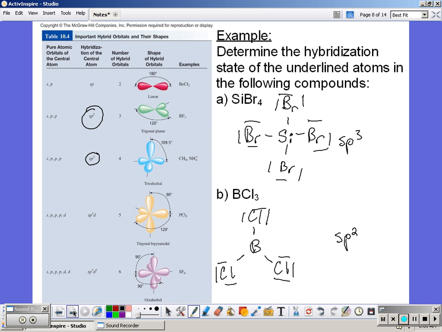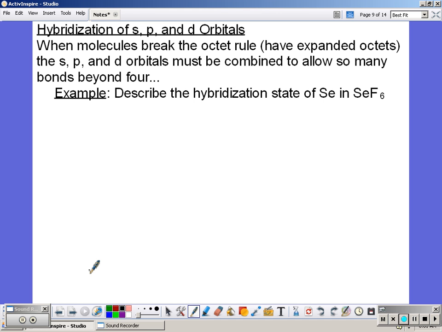Now you can have an extended or expanded octet. So you need to hybridize with the s, p, and d orbitals. When molecules break the octet rule or have expanded octets, we have to use s, p, and d orbitals to combine to allow for so many bonds. S and p are only good up until 4 bonds. Past that, you have to have d orbitals. So we're talking about the elements in rows 3, 4, 5, and 6.